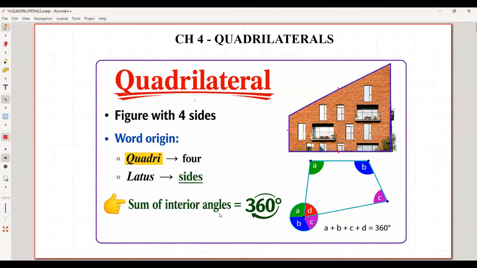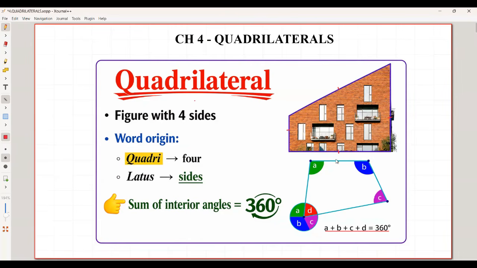So, some properties of a quadrilateral. A quadrilateral has 4 sides and 4 angles. A, B, C, D. If you add all the 4 interior angles of a quadrilateral, you will get 360 degrees. The sum of all 4 interior angles of a quadrilateral is 360 degrees. This is called the interior angle property of a quadrilateral.